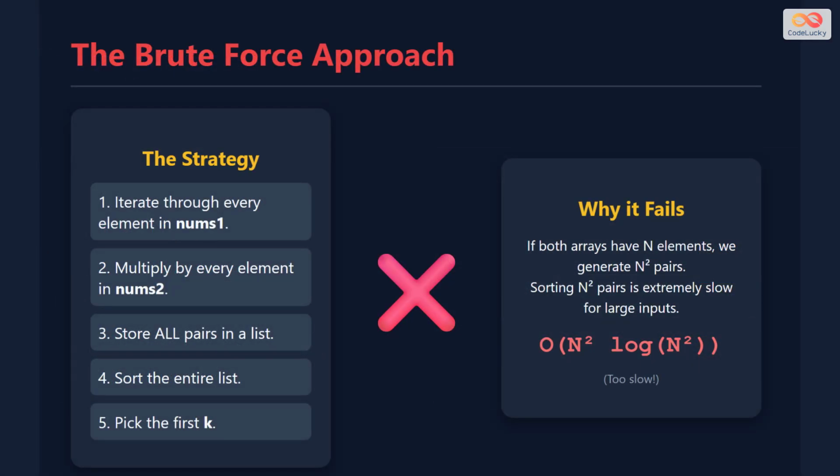A common first thought is the brute force approach. You might think, why not just pair every number in the first array with every number in the second array? Then, we could sort all those pairs and pick the top k. However, this is extremely inefficient. If both arrays have n items, you generate n-squared pairs. Sorting them takes n-squared log n-squared time, which will likely time out on large inputs.